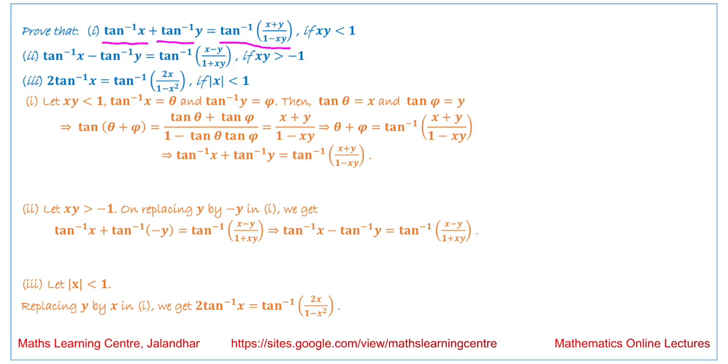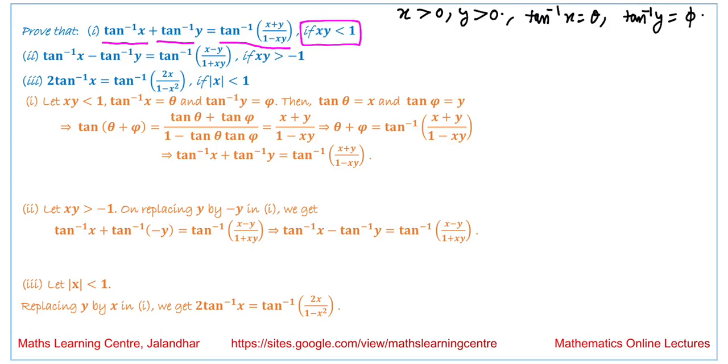So this condition we have given over here, if x into y is less than 1. Suppose we are proving this result, we are considering that x is greater than 0 and y is greater than 0. We are talking about this case first, and we are considering that tan inverse x is equal to theta and tan inverse y is equal to phi. Then what we get from this is that the value of theta will lie in the interval 0 to pi by 2 and the value of phi will lie in the interval 0 to pi by 2.